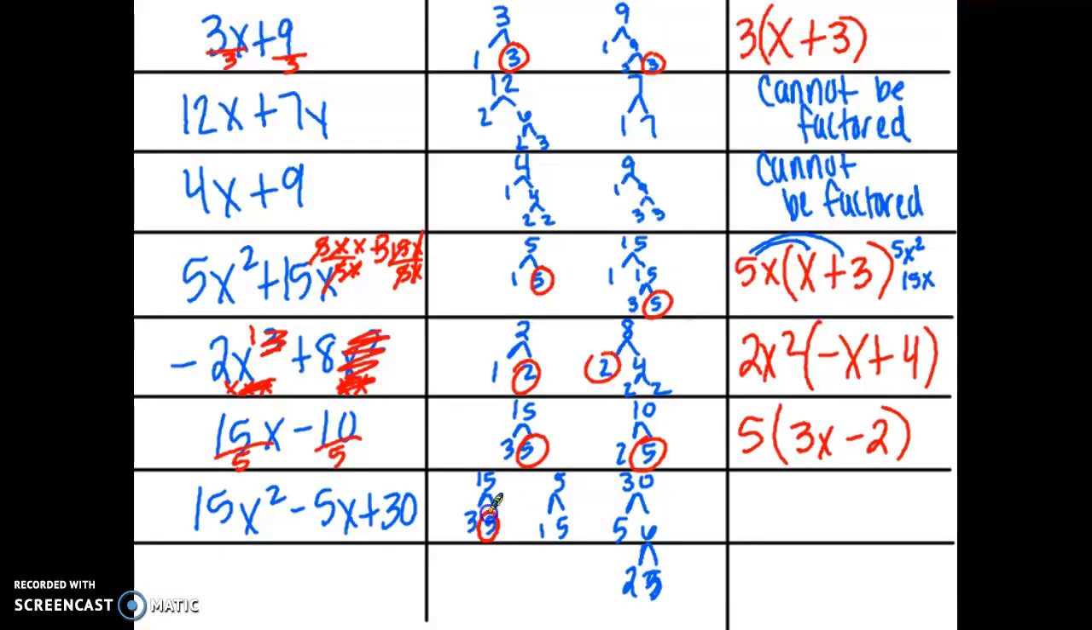So each of these has a 5 in common. That's the biggest number that I have, so I'm pulling out a 5. I'm going to divide each term by 5. 15 divided by 5 is 3. Keep your x squared. 5x divided by 5 leaves me with my minus x. And 30 divided by 5 is 6. So my answer is 5 times 3x squared minus x plus 6.